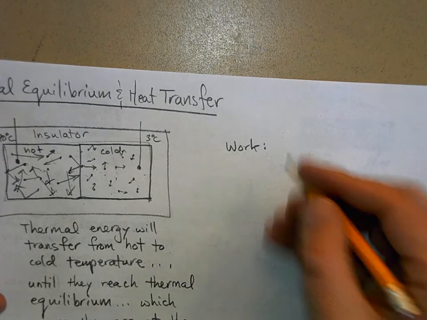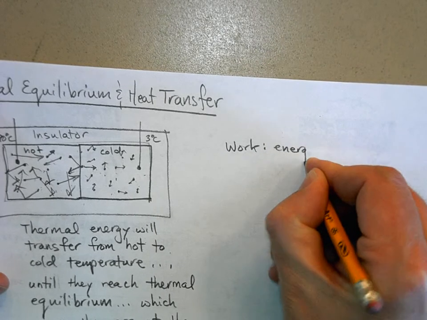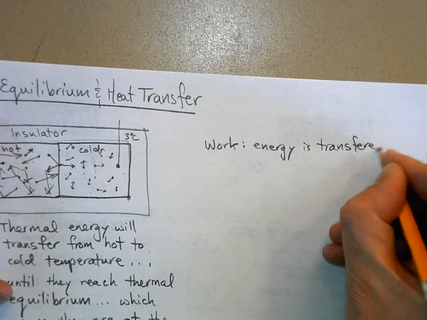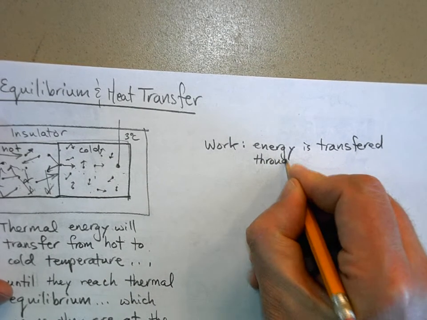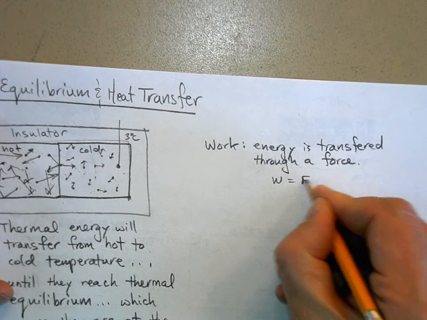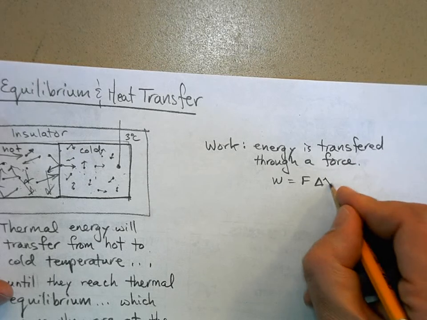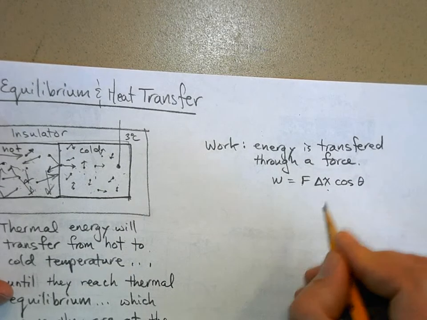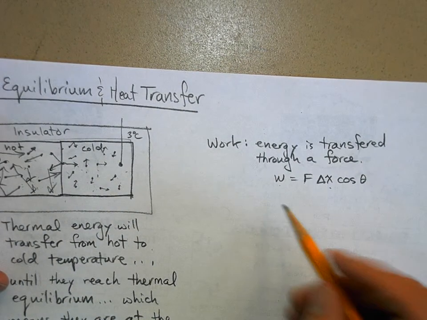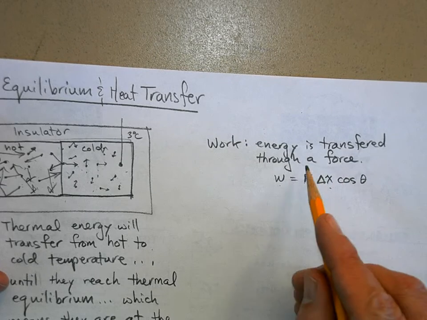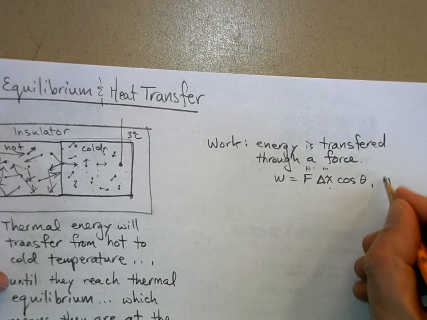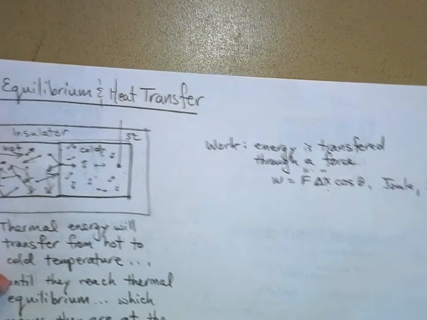Working, or work, is when energy is transferred through a force, right? Remember, we said work is equal to force times displacement, we'll call it delta x, times the cosine of the angle between the force and the displacement. But in any case, work was a transfer of energy through a force. And what units did it have? Well, it had newtons times meters, which was a joule. We measured it in joules.